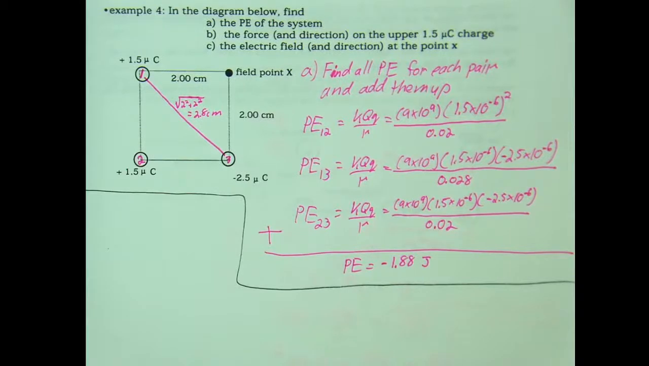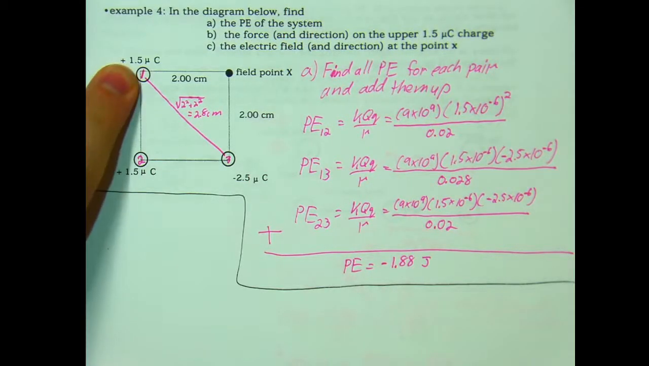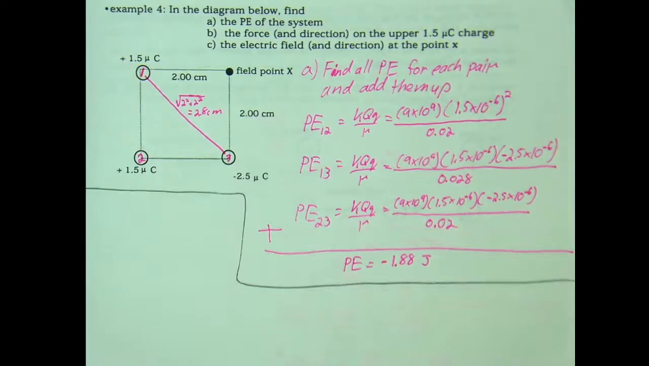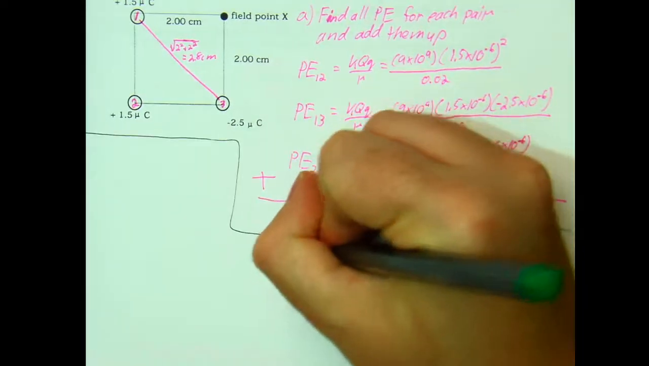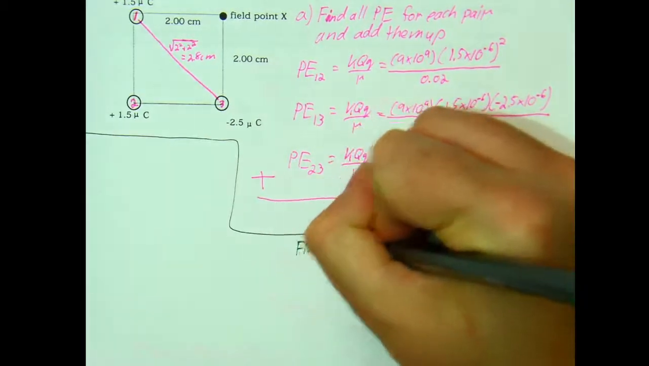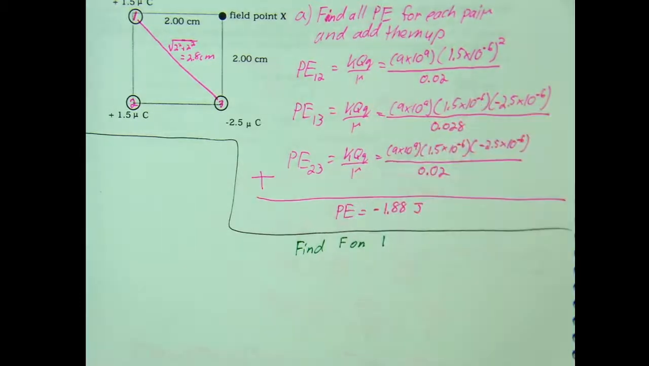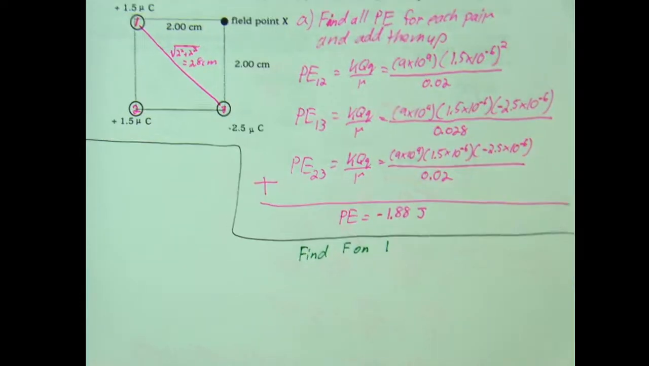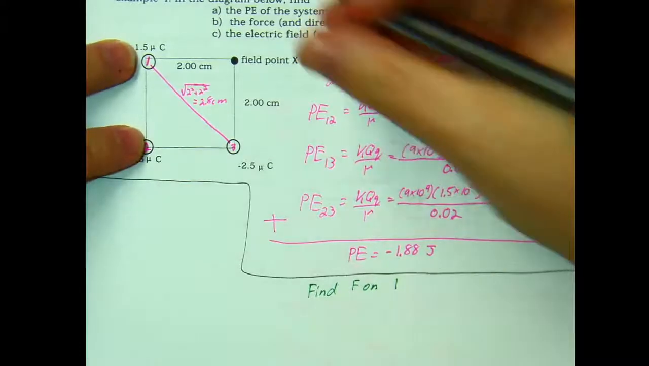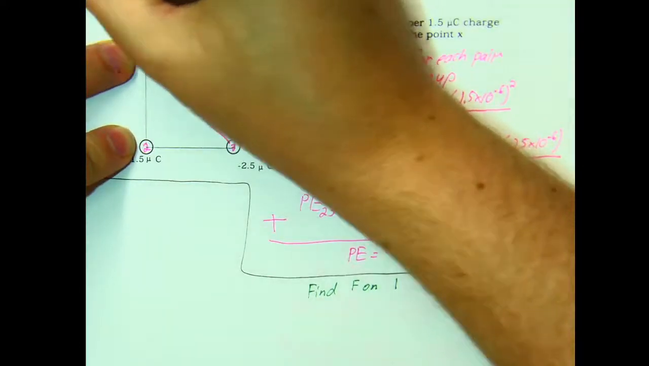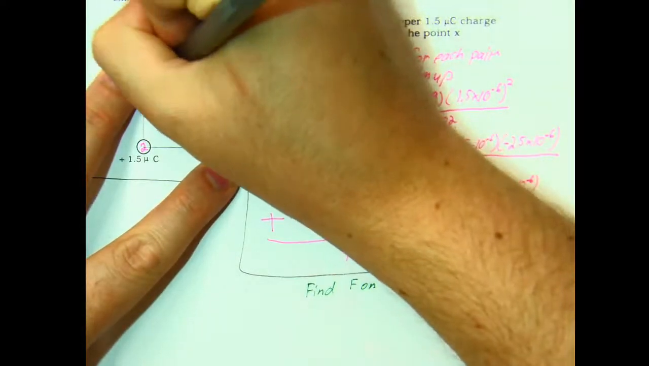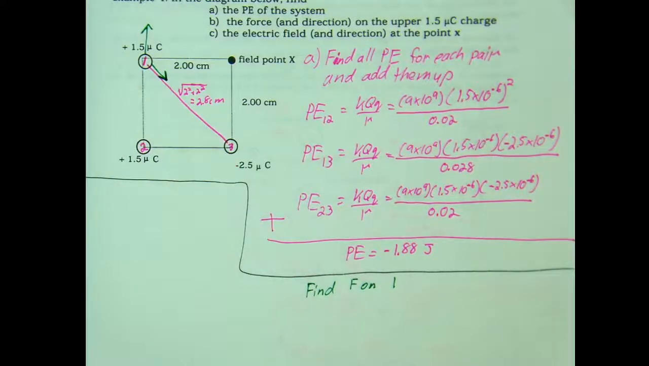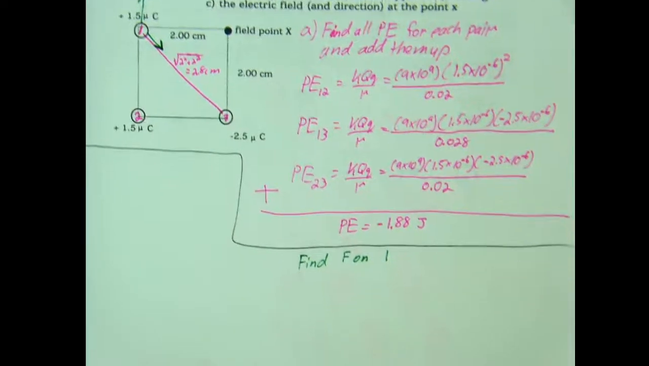Let's take a look at part B. We want to find the force on this charge here, charge 1. For that, I'm going to use green. So we want to find F on 1. So we can see here what's going to end up happening. We can draw it in here. These two are both positive, so this one's going to have a force upwards here. These two, one's positive, one's negative, so there's going to be a force inward here. So we have to figure out what those are and add them together.